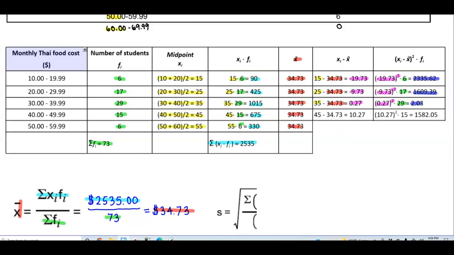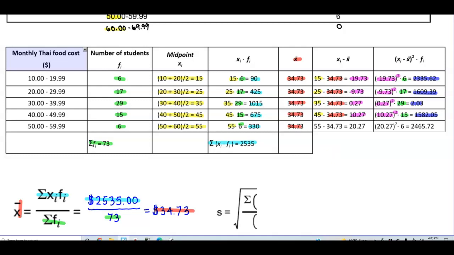Next, the next midpoint is 45. Now we're going to subtract the sample mean of 34.73 to give us the result of 10.27. We take 10.27, square it, and then multiply by the frequency of 15 to give us the result of 1,582.05.